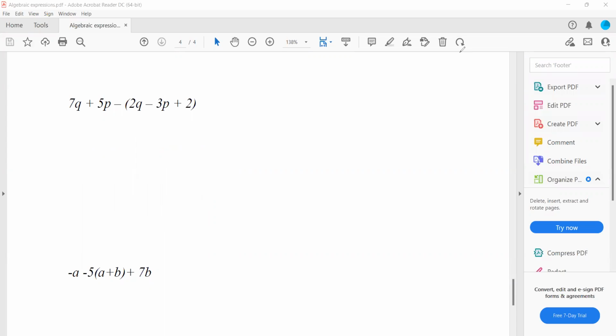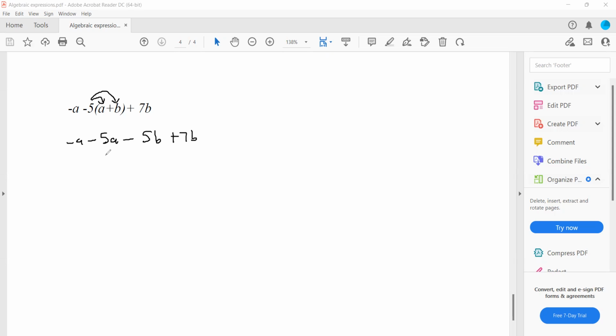Okay, next question. Looks like this is our last question here. So here we've got negative 5 times a, it will become minus 5a. Negative 5 with b becomes minus 5b plus 7b. So next, group them together. In fact, it has already been grouped for us. So here we've got minus and another minus, so it becomes minus 6a. And then we've got the b's. So minus 5 plus 7, that means it's a plus 2b.